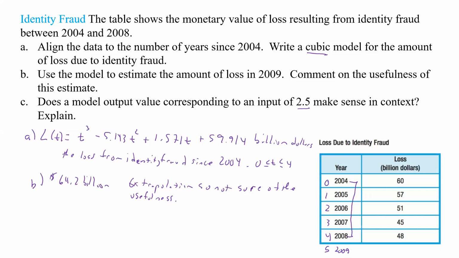All right. Now, C, does a model output value corresponding to an input of 2.5 make sense? Well, did we ever add a decimal here? No, we did 0, 1, 2, 3, because we're looking at the end of the year, the whole year. We're not looking at half a year here. So I would say, does it make sense? Not really, because we're looking at end of year values, not mid-year values.